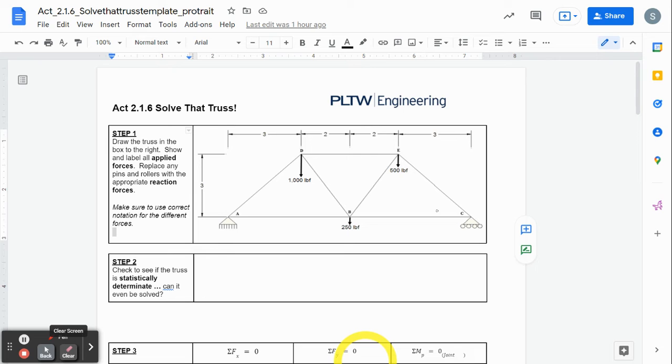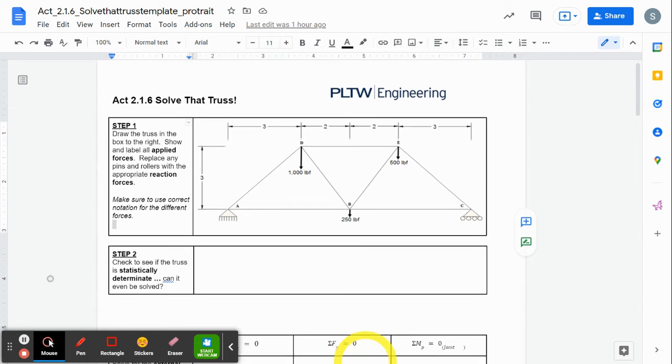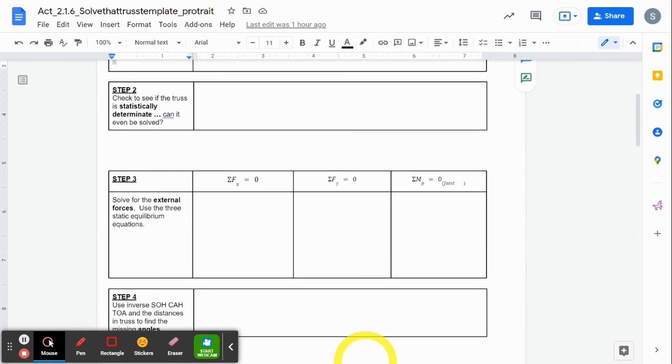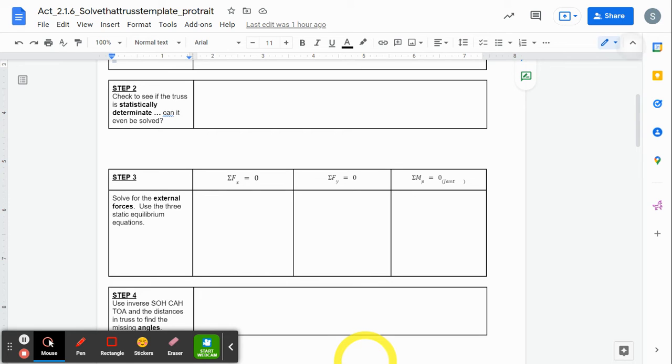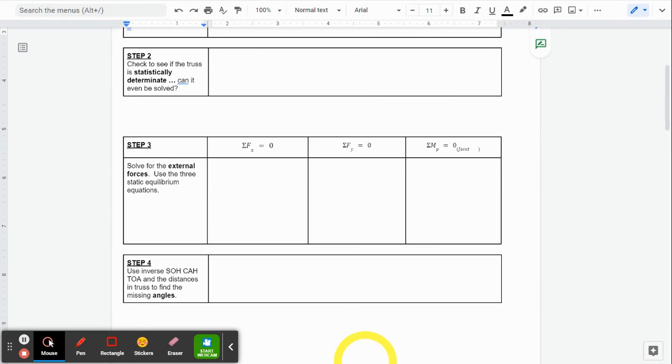All right. So the next step, you guys, that we're going to do is we're going to try to figure out, well, step 2 is asking us, let's read it. Check to see if the truss is statically determinate. So what does that mean? Well, it basically means, can we even solve it? Is there enough information given to us to where the number of unknowns that we have, or those reaction forces, are going to be able to be solved?